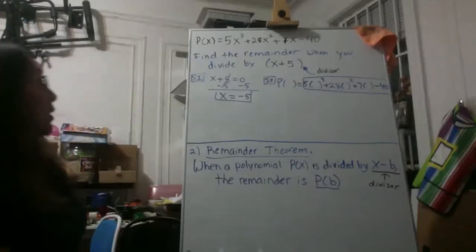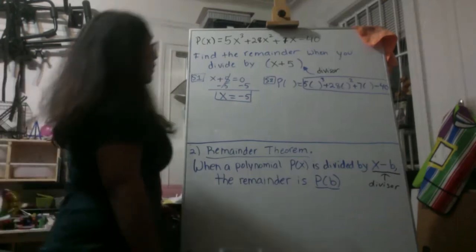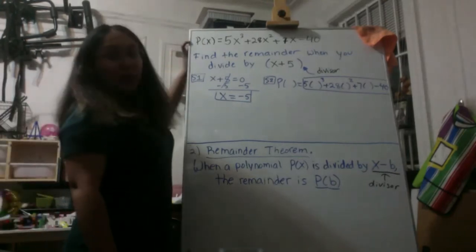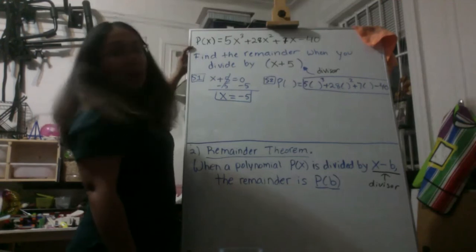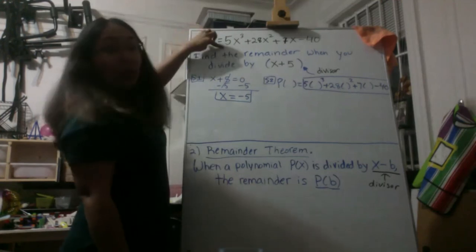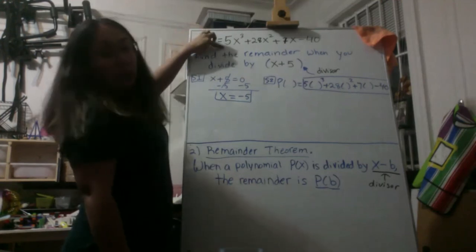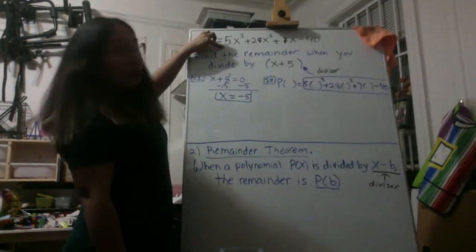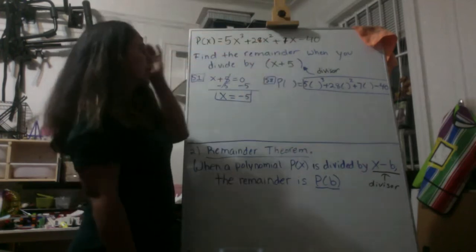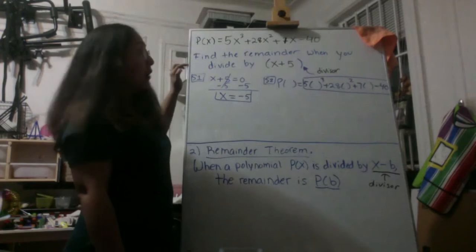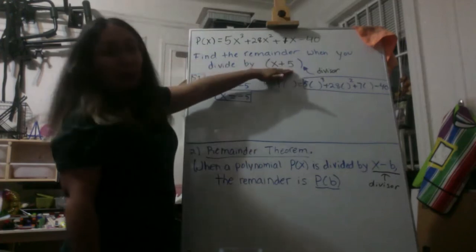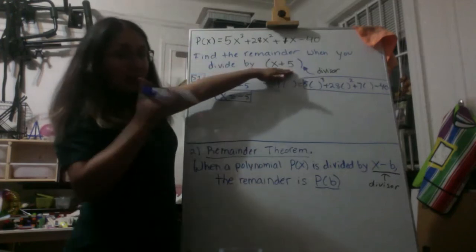Okay, so now I went ahead and wrote down another problem. I have p of x is equal to this polynomial here: 5x cubed plus 28x to the second power plus 7x minus 40. We want to find the remainder when we divide by x plus 5. So x plus 5 is my divisor.